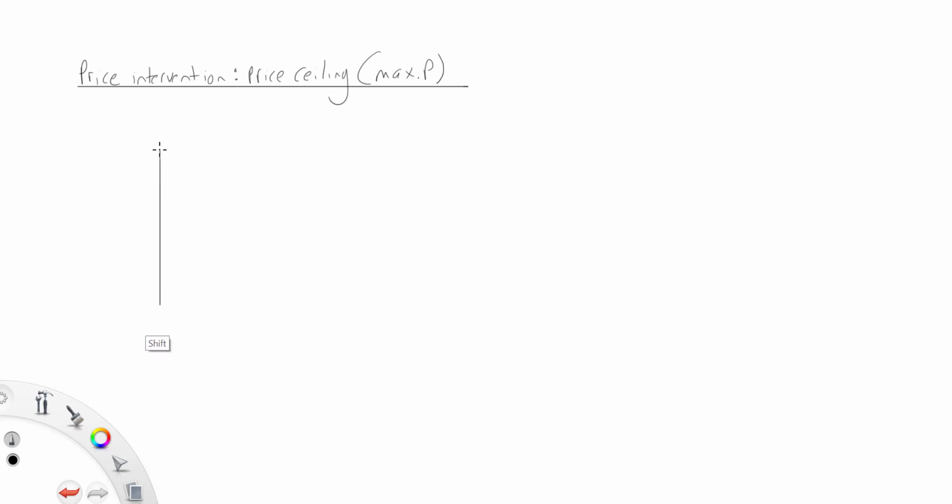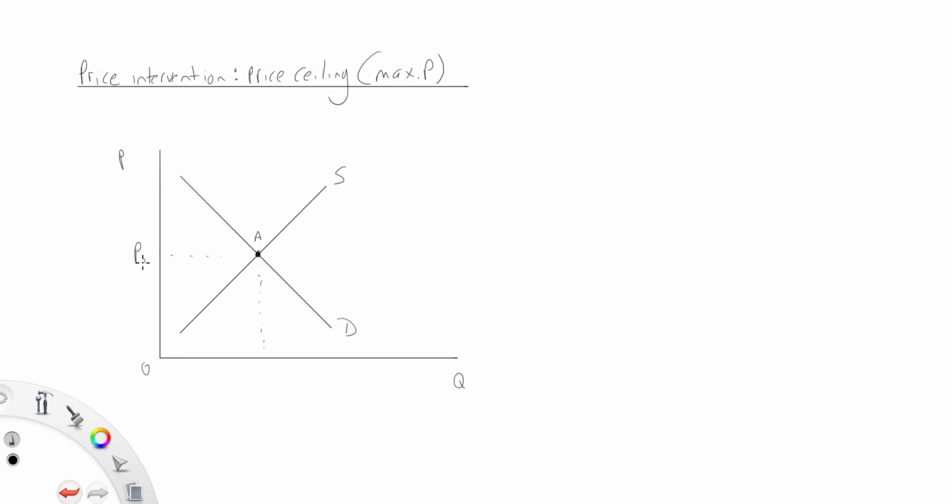So if we set up equilibrium, I've got P, Q, 0, and then I've got my curves. So sloping upwards supply, downwards demand, and then if I call this point A, so then I have price equilibrium and quantity equilibrium.